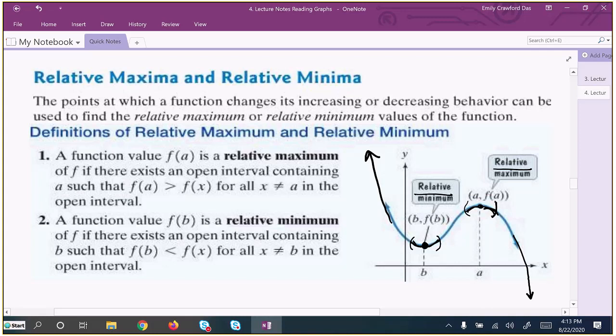Okay, so to formalize that, a function value f of a is a relative maximum of f if there exists an open interval containing a such that f of a is larger than f of x for all x in the interval. That's exactly the picture that I drew. I drew a little open interval around it. If we can find any little open interval where a is the smallest value, then it's a relative minimum. Or if we can find any open interval where a is the largest value, then it's a relative maximum. And that's what these two things say here.